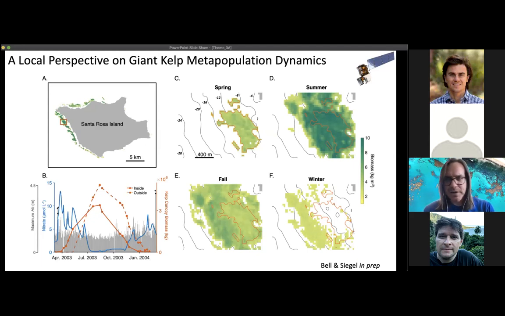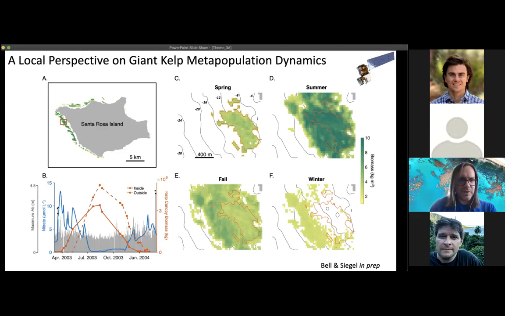If you look at spring, which is in figure C here, this is the kelp canopy we observed in spring. In D is the kelp canopy we observed in summer, with that outlined area in red representing the area we saw in spring. In fall, you can see there was an overall decrease in canopy biomass, but the decrease was greater in the area that we saw in spring. And then by winter, the amount of the canopy that was left was the canopy that grew during summer. We had lost pretty much all the canopy that was first established in spring.